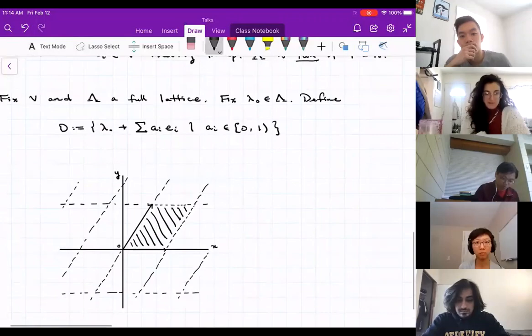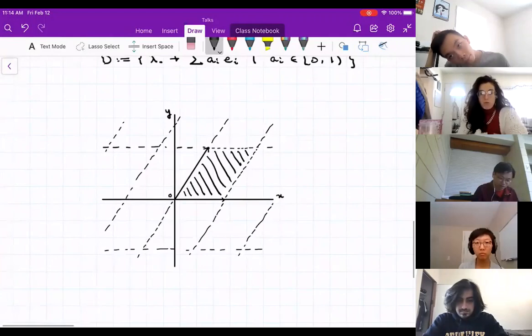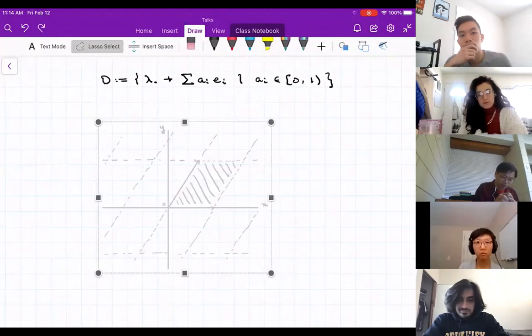Okay. Somehow it killed the color, right? Okay, well, anyways. Okay, there you go.